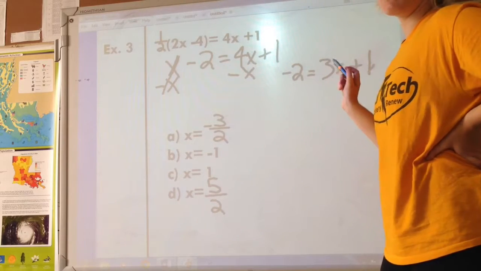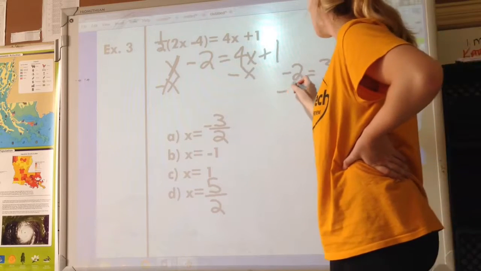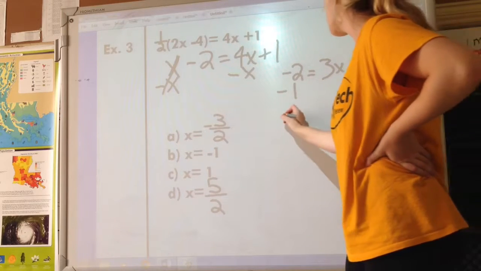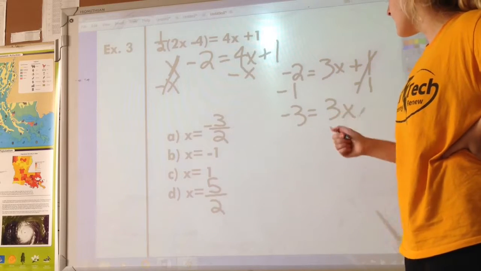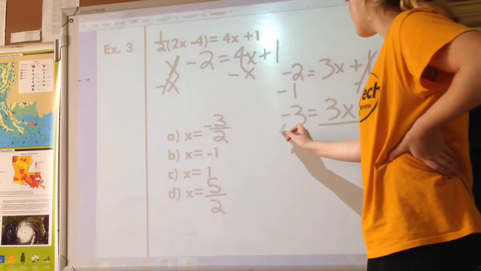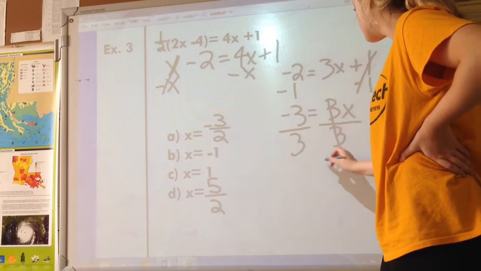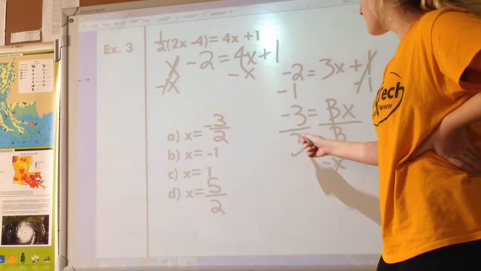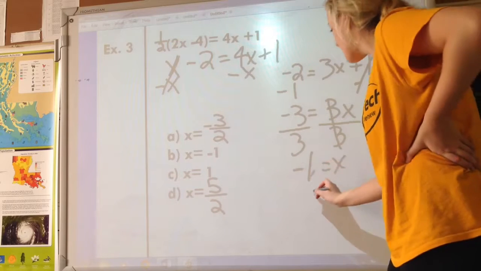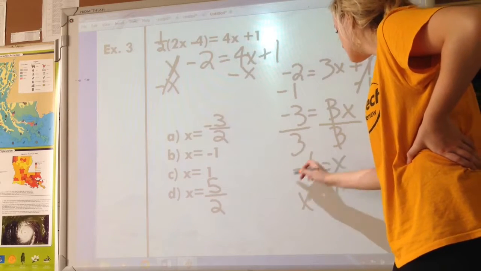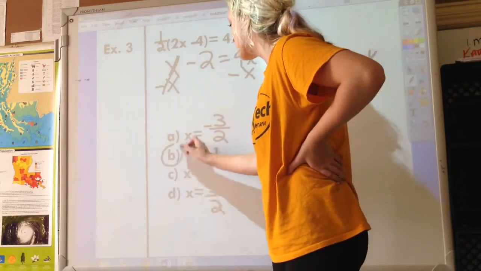Now, I still have to get my variable isolated on one side. So I'm going to go ahead and subtract 1 from both sides. My 1's will cancel out. I'm left with -3 equals 3x. In order to isolate x, I'm going to divide both sides by 3. My 3's will cancel out. I'm left with x equals -3 divided by 3, which is going to give me -1, because I see that my signs are different. If I were to write -1 equals x, it doesn't matter. Either way you write it, it means the same thing. That, of course, is answer choice B.